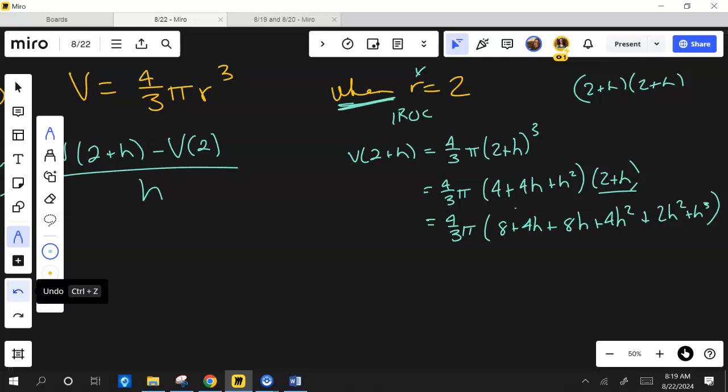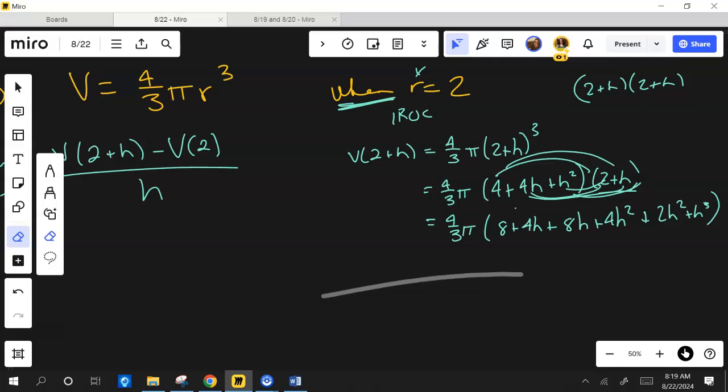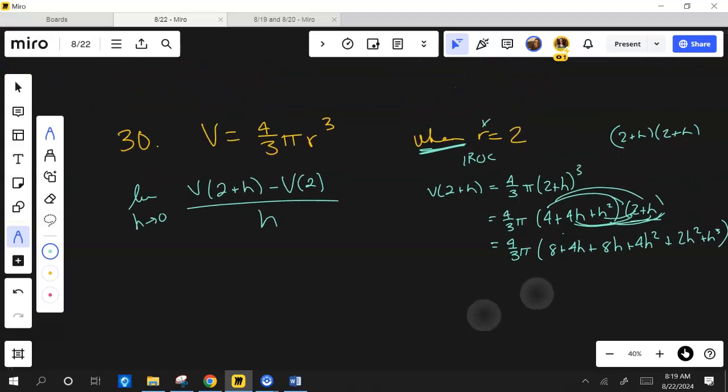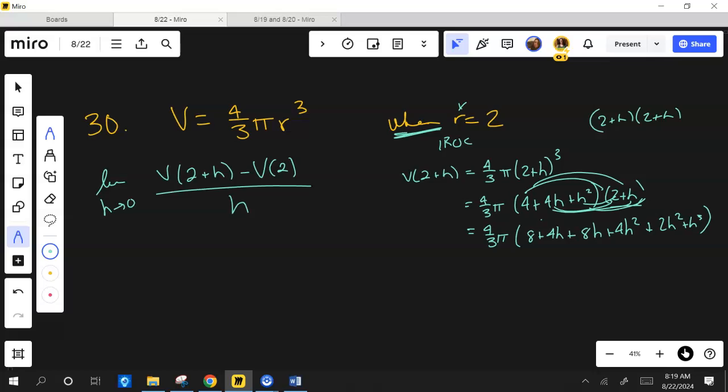Wait. I did. I don't know what I did. 8 plus, yeah. Oh, I distributed the other way. I did 4 times. Then I did 4H times. And then I did h squared times, yeah. I just did it in a different way. What trinomial are you looking at? I FOILed out 2 plus h first. I just did it in my head. It's 3 times.